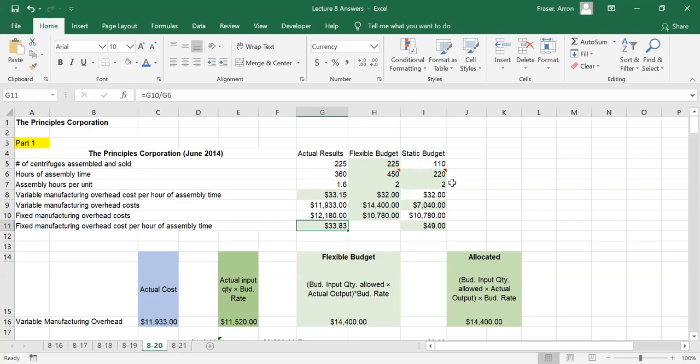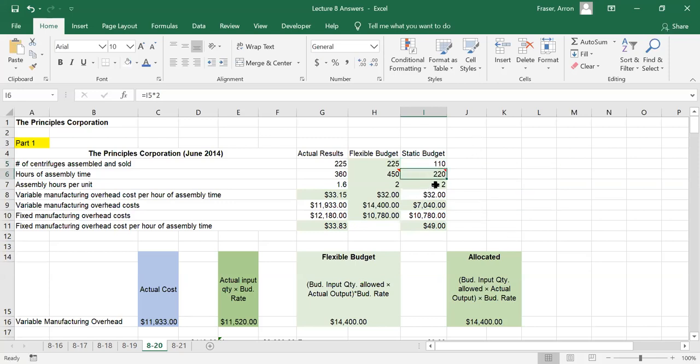So I'll go to the static budget column first, since you were given that. In the static budget, you were given that the number of centrifuges assembled and sold, the one that we expected, was 110. And of that 110, we could calculate the hours of assembly time, because we were told that it should take 2 hours for each centrifuge. So it's 2 hours times the output of 110. That will give us the total time of 220 hours, right?